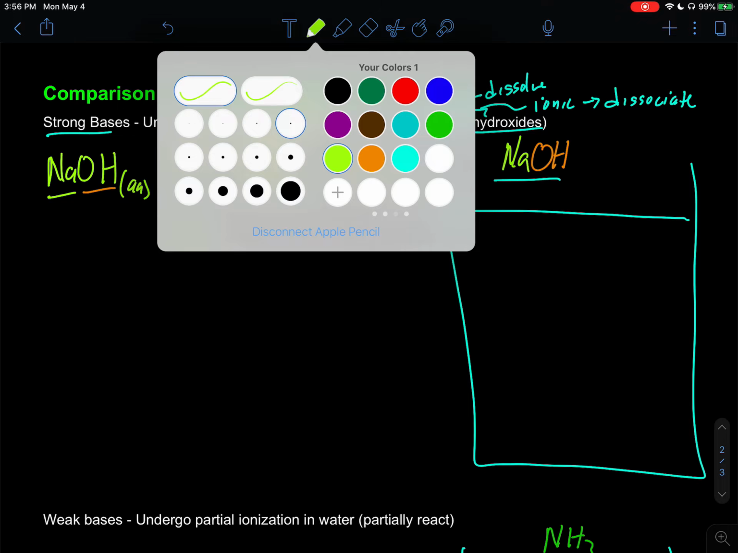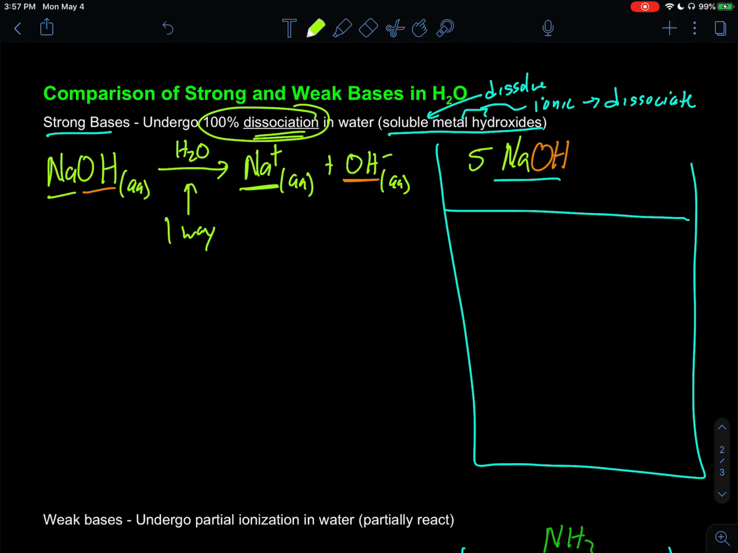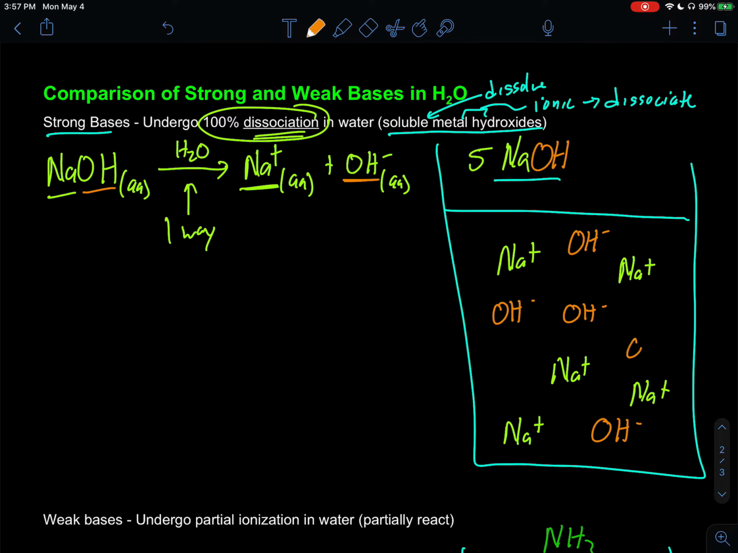That would mean if I had 5 formula units of sodium hydroxide, I'm going to get full dissociation. All of these sodium ions are going to dissolve, they're all going to dissociate, and they're all going to give us a 1-to-1 ratio of our hydroxide ions and our sodium ions. Again, that's because we have a 1-to-1 ratio here. So we have this full 100% dissociation, so that's why we have this one-way reaction arrow instead of this two-way reaction arrow. Now, how does this relate to pH when we're thinking about calculating pH?